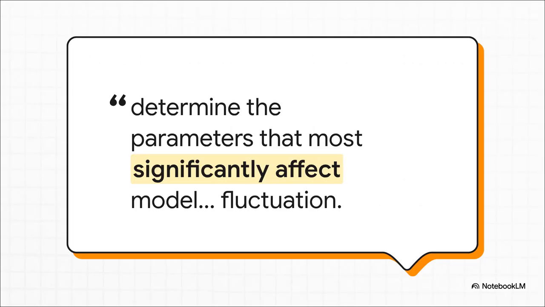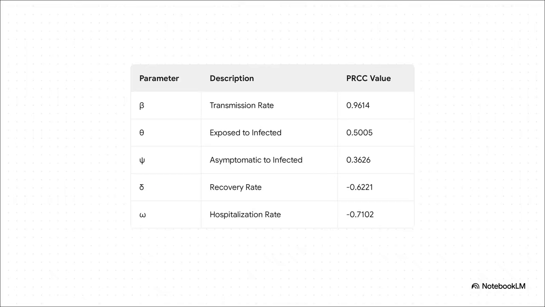So you've got this big, complex landscape. How do you figure out what the most important hills and valleys are? You do something called a sensitivity analysis. It's a really cool technique where scientists basically just ask the model a simple question. Of all the things we're measuring, transmission, recovery, hospitalization, which ones have the biggest impact on the final outcome? And this table shows you the answers.